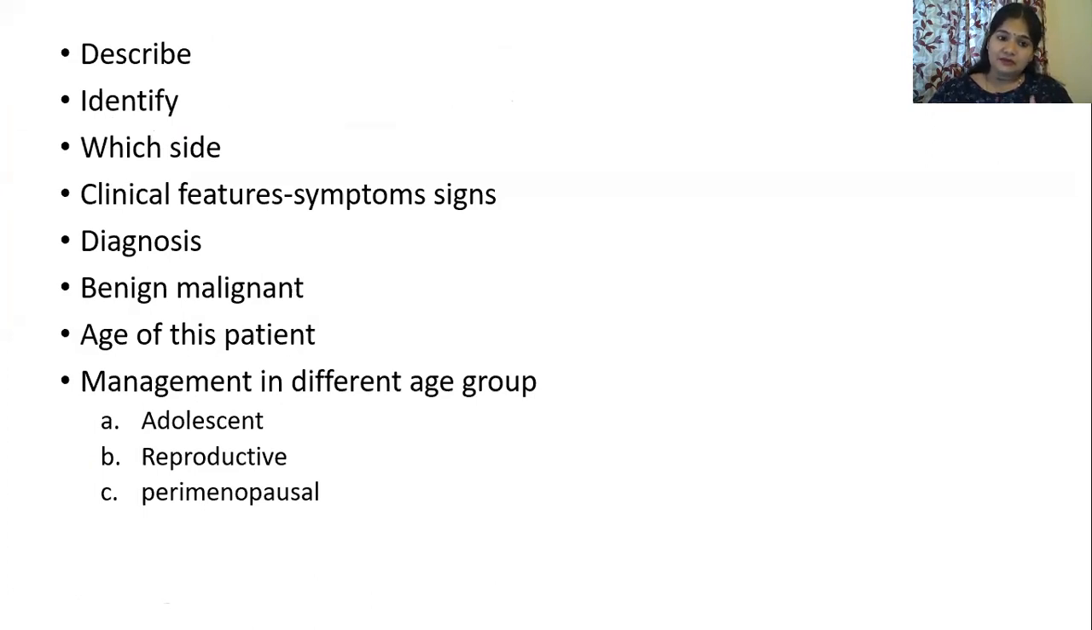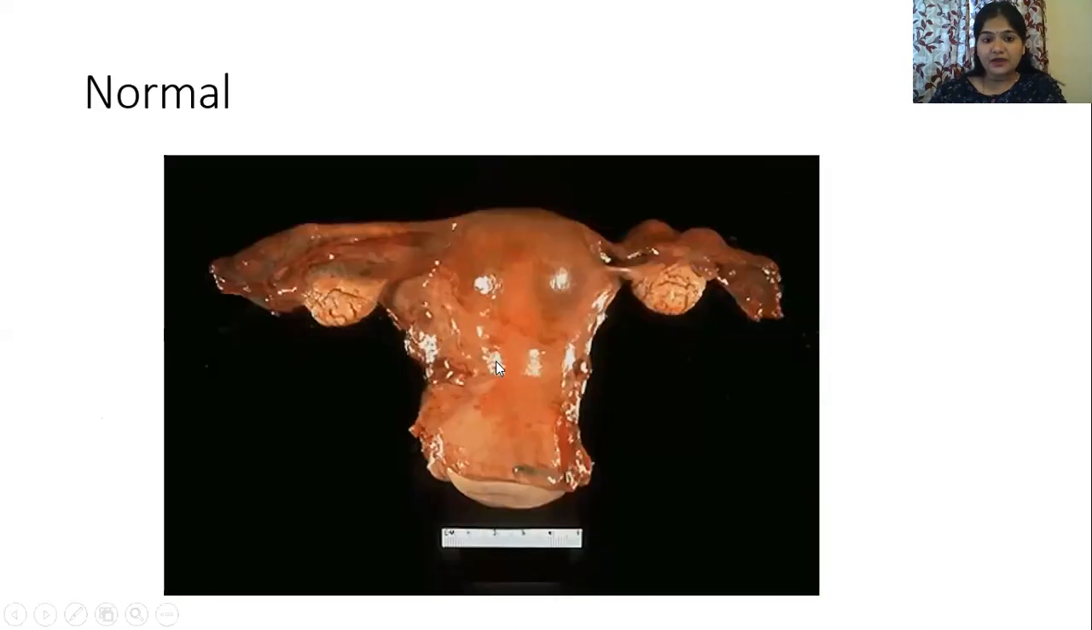The examiner might ask you about how you are going to diagnose it. Then they might ask you, is it looking more benign or malignant, and then why? Then age of this patient, can you guess the age of this patient? And then they might ask you the management of this patient, or is this specimen the only treatment which is available for this kind of disease, right? And then your management will depend upon the age group of the patient, if in general is asked about it, right? Now coming to the specimen which we have in our museum.